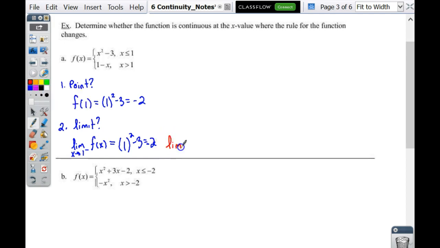I also have to check the limit as x approaches 1 from the positive side of f of x, or when the values of x are greater than 1. So in this case, I would get 1 minus 1, and I would get 0. Since the left side limit and the right side limit do not equal each other, the limit doesn't exist, and there's nothing else I can do.